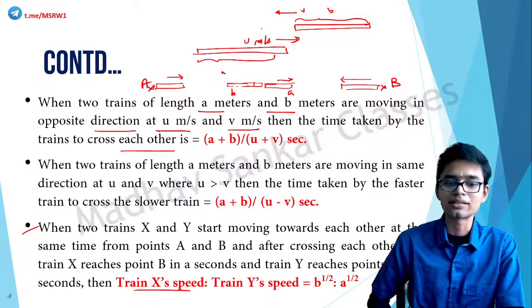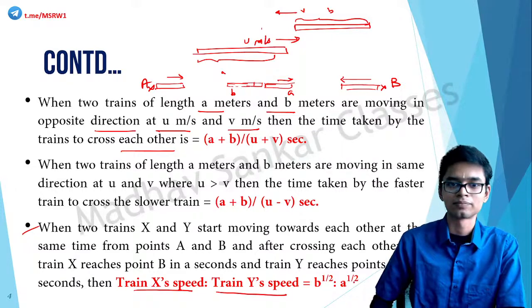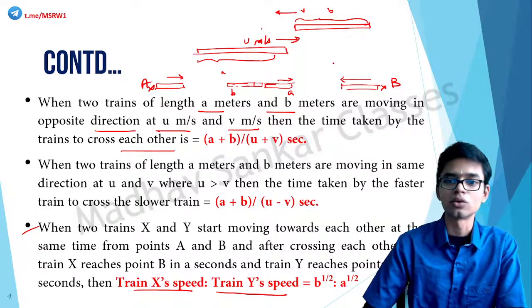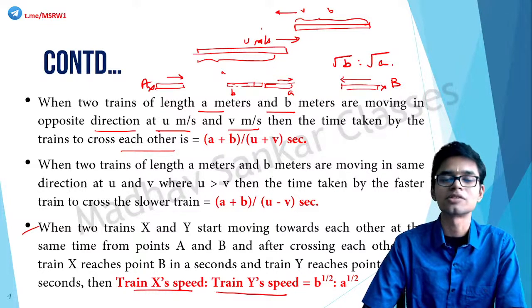In this case, the speed of train X is to the speed of train Y equal to root of b is to root of a. The ratio of their speeds in this case is root b to root a. This is not asked too much, but just in case it is asked, you simply substitute the values here and easily get the answer. Not too important, but please keep this last concept in mind.